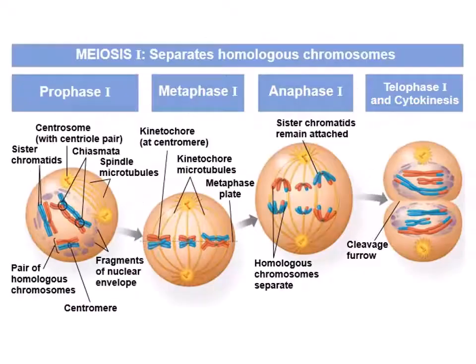Here's a picture of meiosis 1. The key point of meiosis 1 is that it's separating the homologous chromosomes, and this is when we technically go from diploid to haploid. And when you're looking at the exam, it's important to realize that prophase 1 is different than prophase, and prophase 1 is also different than prophase 2. So watch out for those Roman numerals.